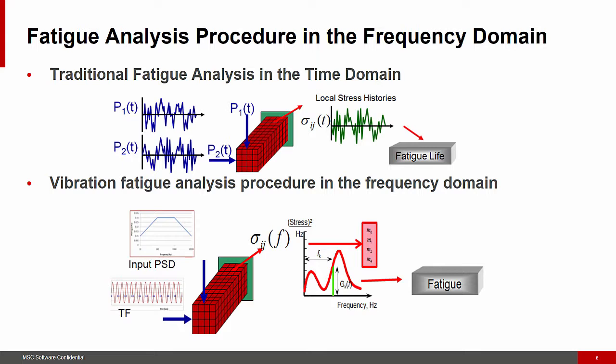The procedure is shown here, as you can see from the lower image. First, the structural response or the transfer function is calculated. This is nothing but the result of a solution 111, or modal frequency response analysis, inside MSC Nastran. Here, it's important to note that the transfer function itself is independent of the input loading and is a fundamental characteristic of the system. Once we have the transfer function, we multiply it by the input PSD, or the power spectral density function, to generate the PSD response or output PSD.